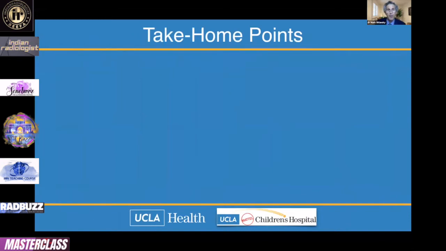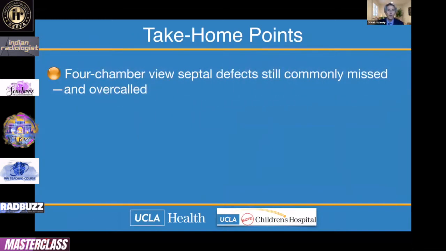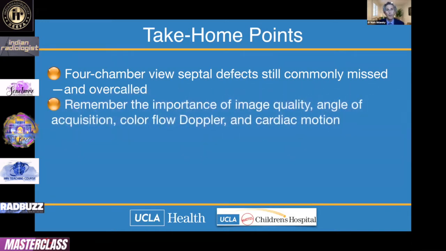So take-home points for septal defects of the 4-chamber view. 4-chamber view septal defects are still commonly missed and often overcalled because they can be challenging to detect. But remember the importance of image quality, the angle of acquisition, the use of color Doppler that also, of course, needs to be optimized. And of course, looking at the heartbeat. There are still people or places that do not acquire clips, that just acquire stills. If you need to do that because of your particular practice, at least when you're evaluating the heart, make sure to watch the heartbeat in real time. And don't just evaluate the heart from still frames.